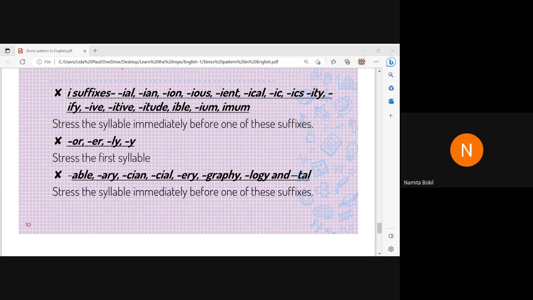Parental. Correct. Parental. Okay, good example. More? Non-committal, right? Have you heard this word? Committal, detrimental, fundamental. No, that is not TAL, that is AL. Even parental is AL, sorry. But committal is a good example.